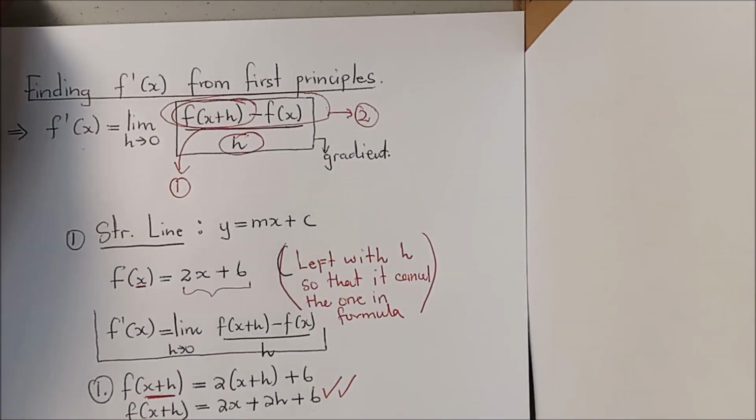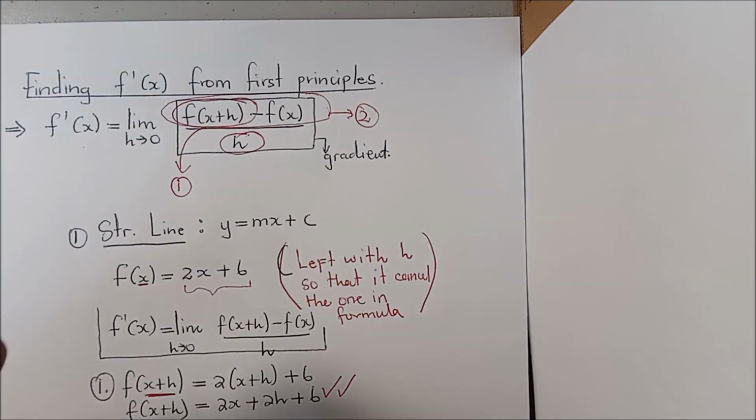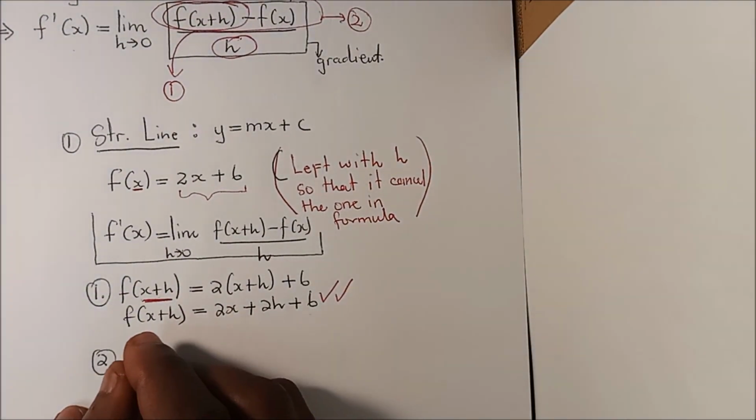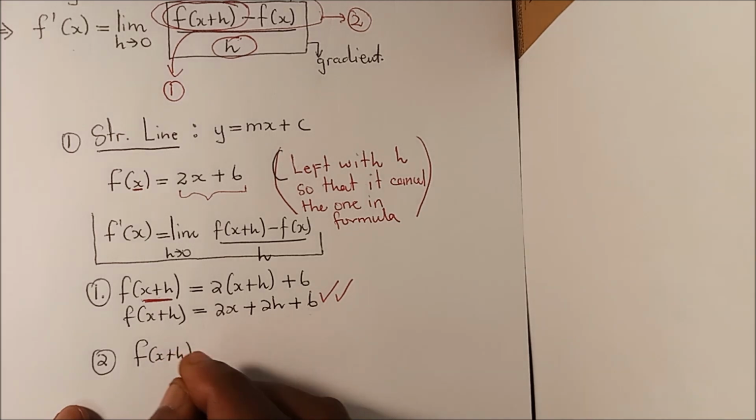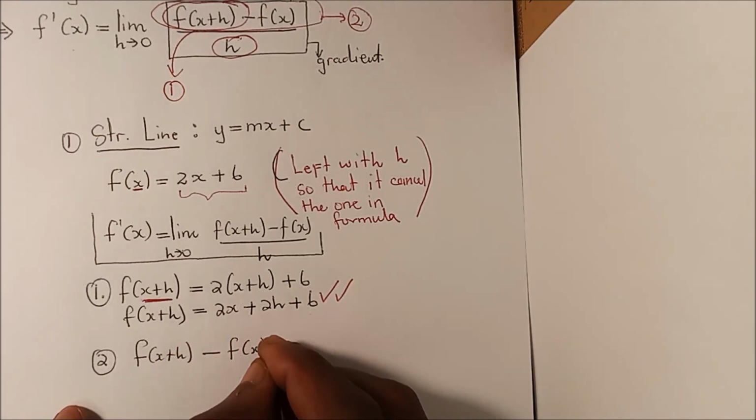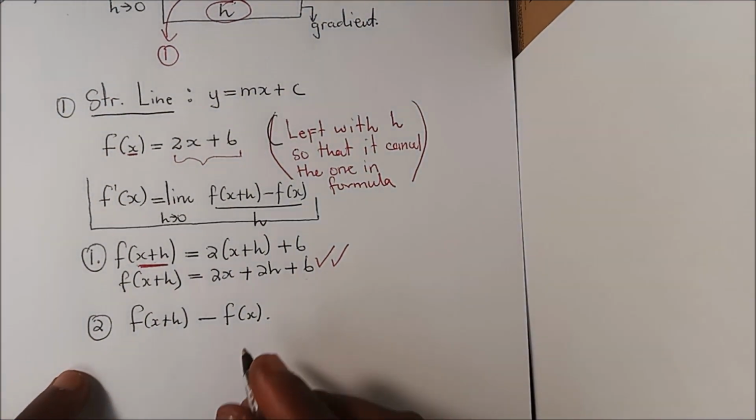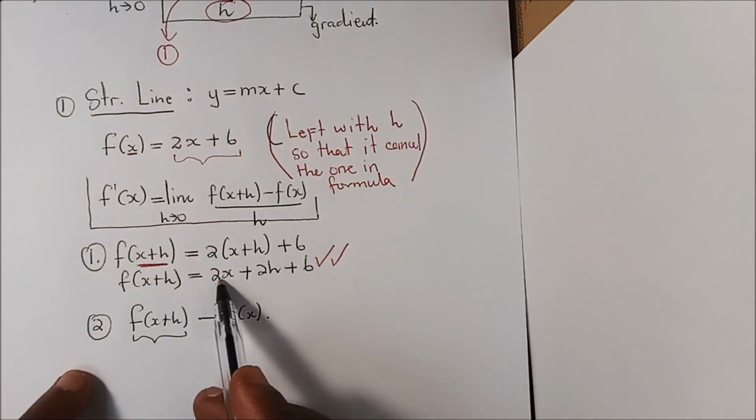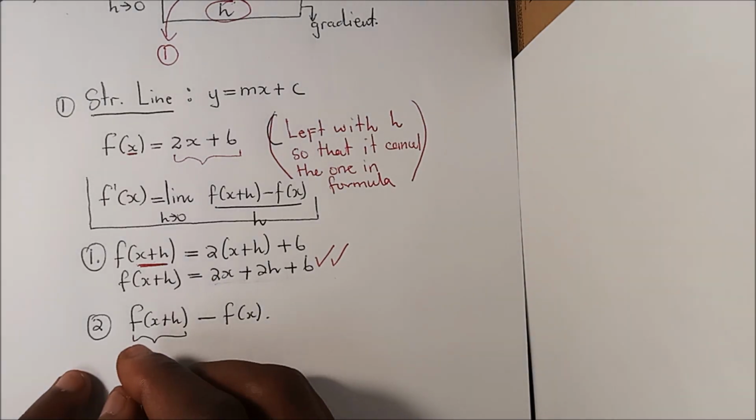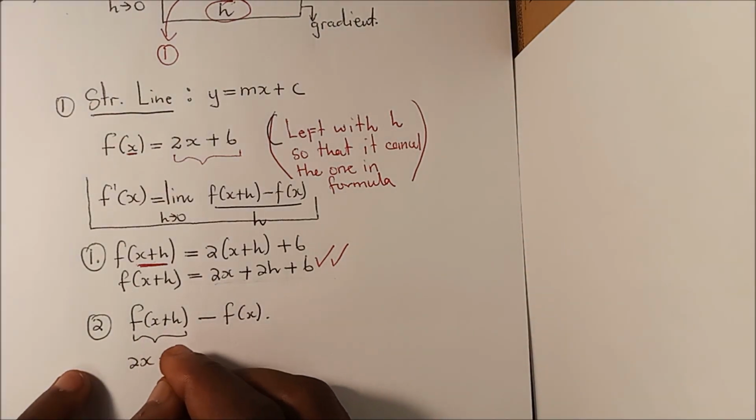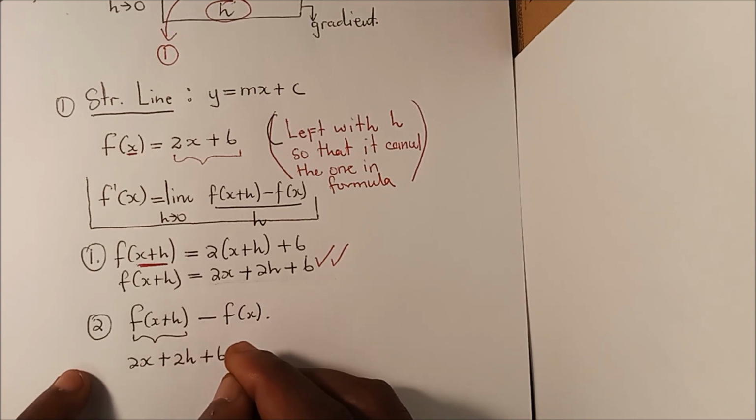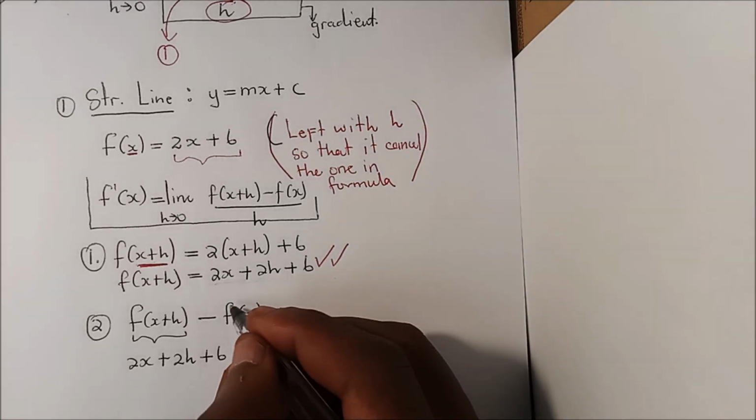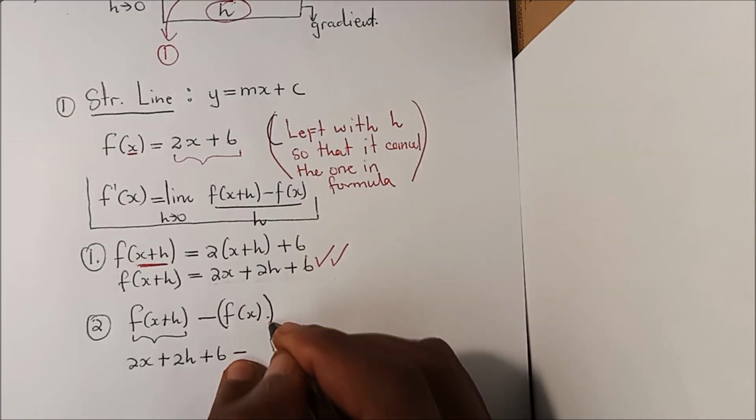we said instead of finding f of x plus h, we want to find the whole thing. That means we must find f of x plus h minus f of x. So now, what is our f of x plus h? It's in our first step. So this is our f of x plus h. So we have 2x plus 2h plus 6 minus, this is the important part. So we have minus, f of x must be in brackets.